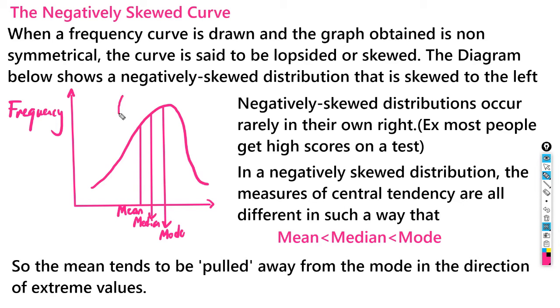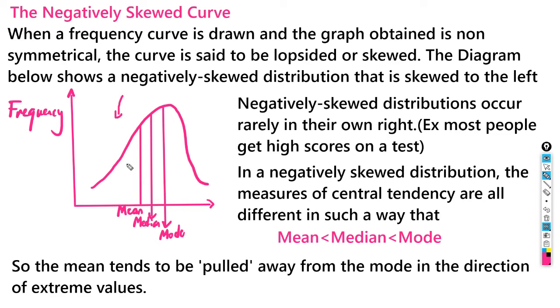You notice the left side is a little skewed, meaning there's a little downside on this left side instead of the right. The right is kind of up higher. Negatively skewed distributions occur rarely in their own right, for example, when most people get high scores on a test. In a negatively skewed distribution, the measures of central tendency are all different in such a way that the mean is less than the median, which is less than the mode, right? So the mean tends to be pulled away from the mode in the direction of extreme values.